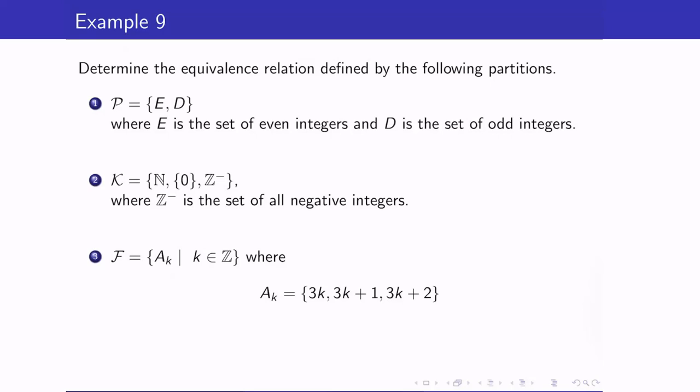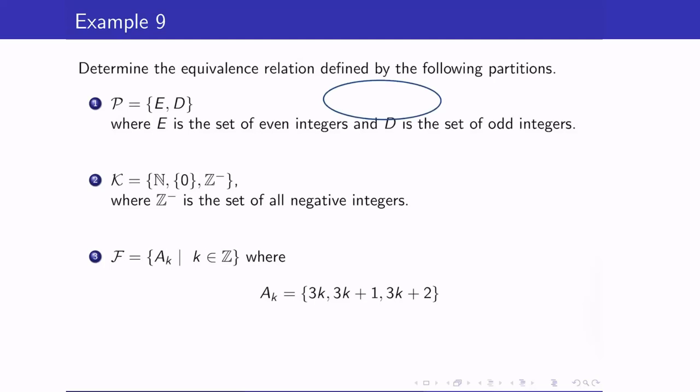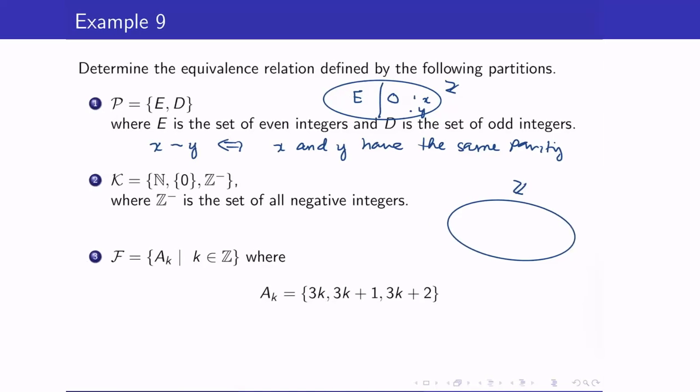So, just to apply what we have learned, again, Theorem 2 says that if we have a partition, we can define our equivalence relation. And what is our equivalence relation? They will be related if and only if they belong in the same set. So in this case, we are partitioning the set of integers into the sets of even and odd integers. What will be the equivalence relation here? They will be equivalent if and only if they belong in the same set. So it's either they are both even or they are both odd. So we now have here that X and Y have the same parity.